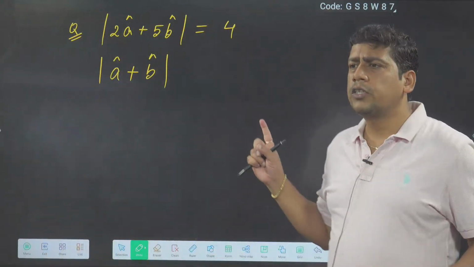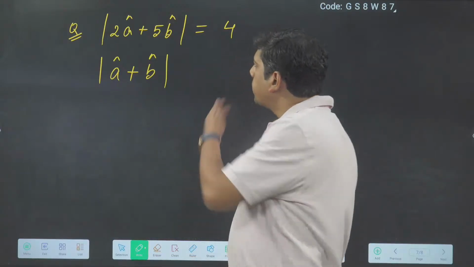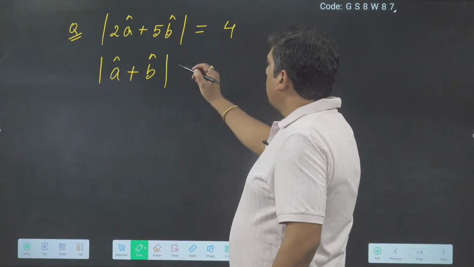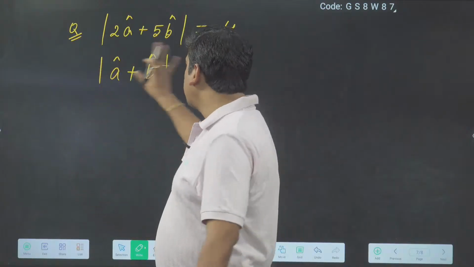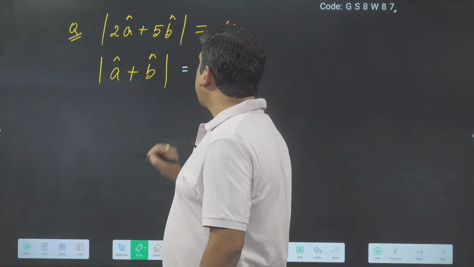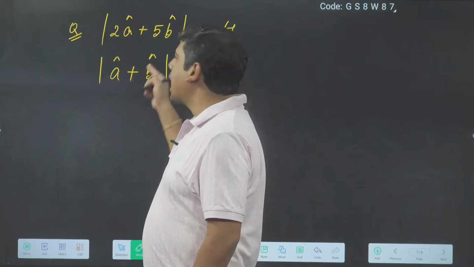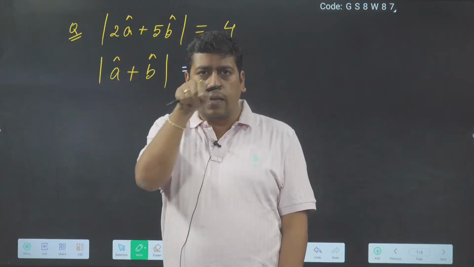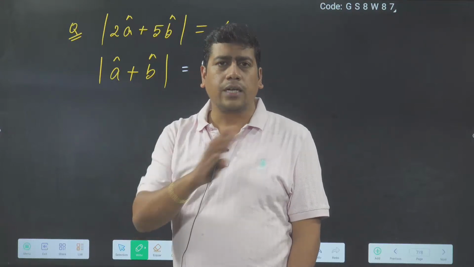Shall I solve this one? The next one you should solve. A similar question I will give you. If we want to solve, forget what is given. Focus here. What we are supposed to find. So we are supposed to find mod of a cap plus b cap. When you see this cap sign, they will not mention it. If you see a cap sign, that means it is a unit vector. If they mention it or not, doesn't matter.